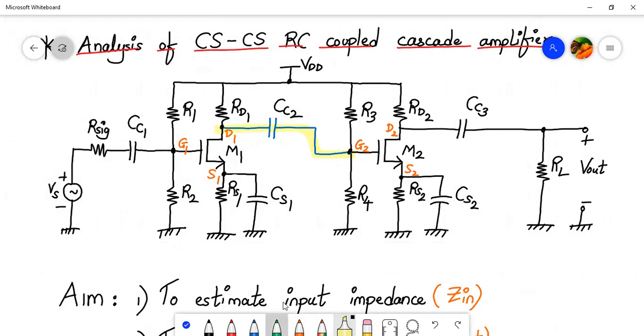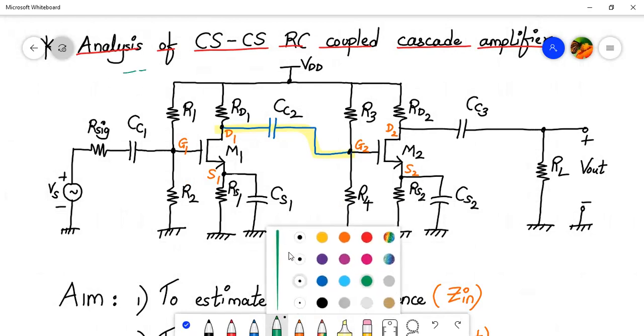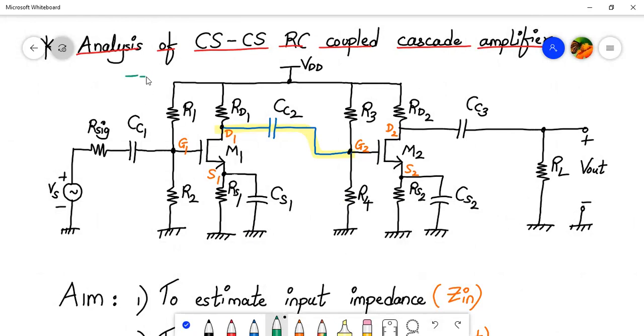Over here, let me use a different color. Let me increase the font size. This over here is my input source, so let me call it source. Then this over here, excluding the capacitor, is my load, which is the resistive load in this case. So I'm writing load over here, and in between we have the amplifier.